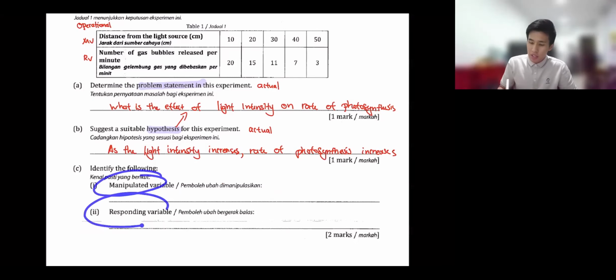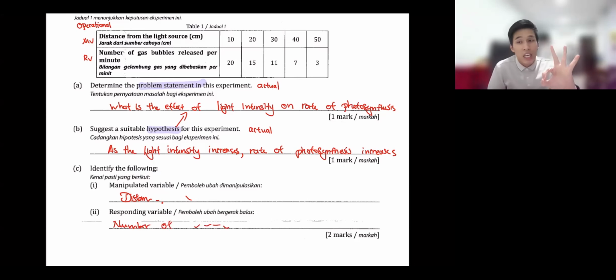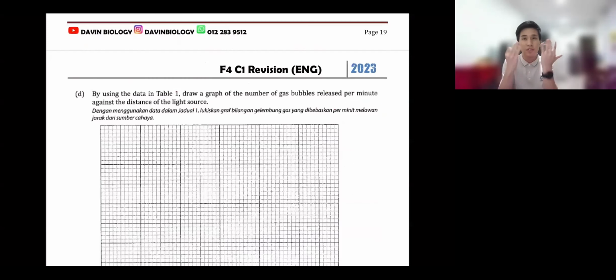Now, variables is always the experiment variable, always. You ask for variables, it is the experiment one. When you do the experiment, what is the variable? Okay, so you write yourself the distance of light source, number of the gas bubbles released. Okay. One last thing before we end. This thing you do yourself. Okay, but I just want to tell you, see the graph. By using table 1, draw the graph of number of gas bubbles. They already tell you here against distance of light source.